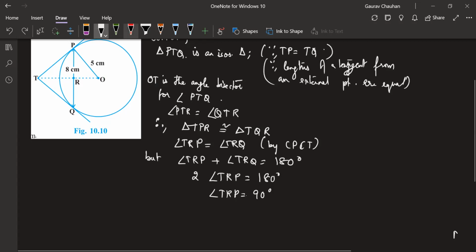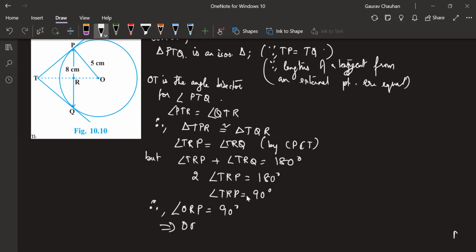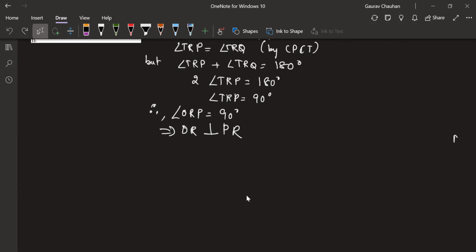Yeah. Now, if you take this particular triangle OPR, we know that OR is also perpendicular to the chord PQ. Now, can we say that? Because this angle is 90 degree, the angle ORP is 90 degree. Okay, we can go ahead, write this. Therefore, angle ORP is also 90 degree, which implies OR is perpendicular to PR. Okay, or we can write OR is perpendicular to PQ.